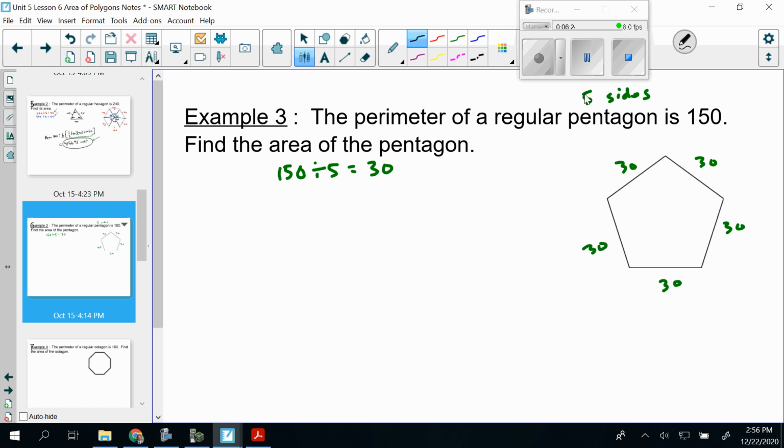It's going to get divided up here into 5 equal triangles here. Again, our middle angles should add up to 360, so let's divide that by 5 too. And if you do that, you're going to get 72 degrees. So all these angles are 72.